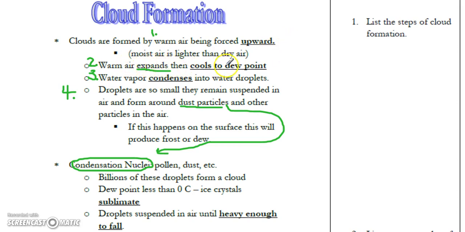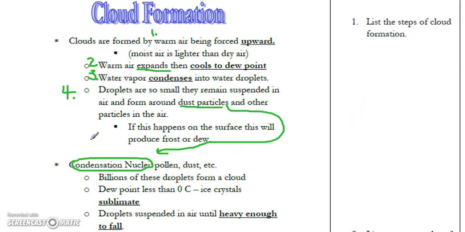Okay, so our four steps to cloud formation are, once again, warm air rises. Once it rises, it expands and cools to the dew point. Then at the dew point, the vapor condenses into droplets, and then the final stage of cloud formation is when these water droplets attach themselves to things called condensation nuclei, which is dust or pollen or anything up there that they can attach themselves to. They will remain suspended and a cloud is forming. Okay, so you might want to fill that in on the side here. Those are the steps of cloud formation.